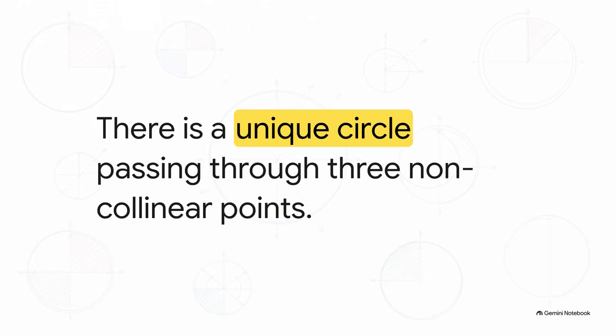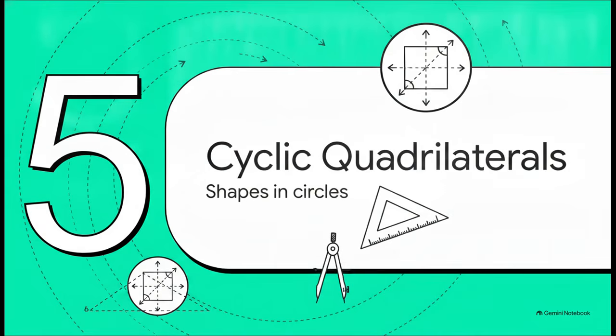Why? Because the perpendicular bisector of line AB and the perpendicular bisector of line BC will intersect at exactly 1 point. 2 lines can only cross once, right? That unique intersection is your center, what we call the circumcenter. And that gives us exactly 1 unique circle for any triangle. It's brilliant. Section 5, Cyclic Quadrilaterals.